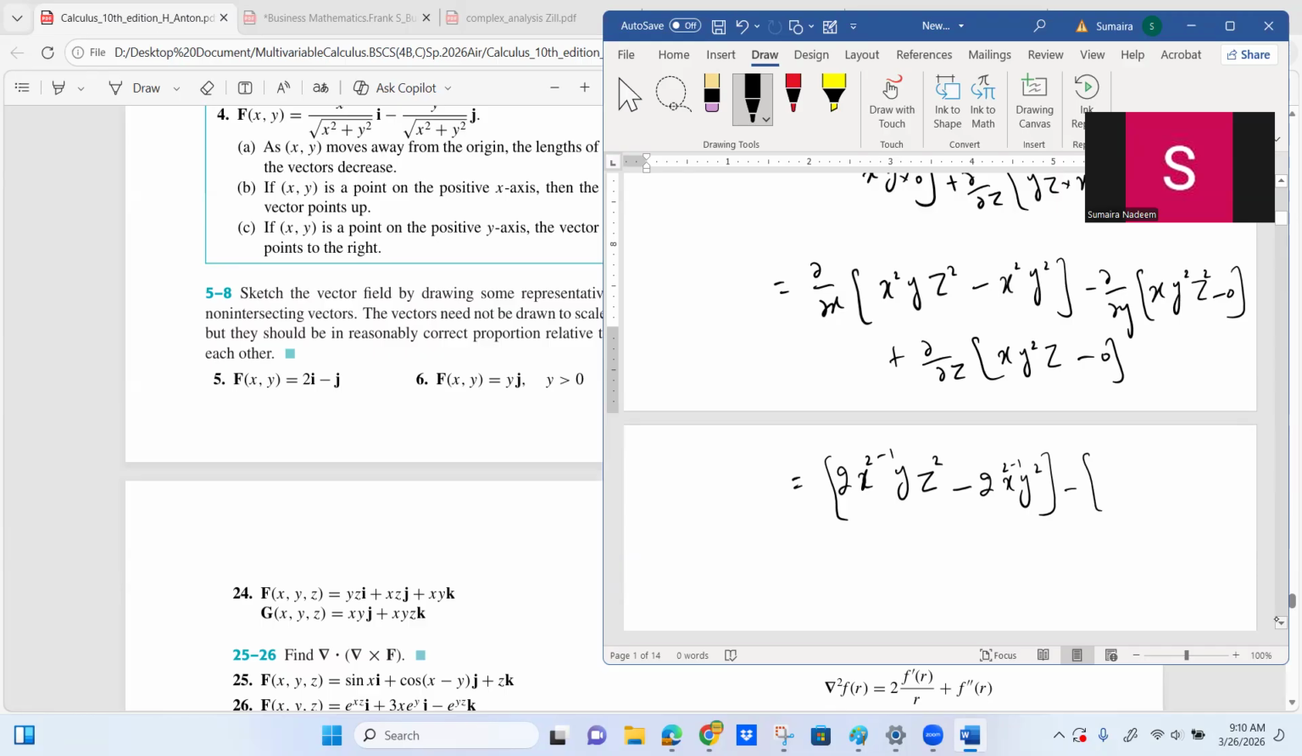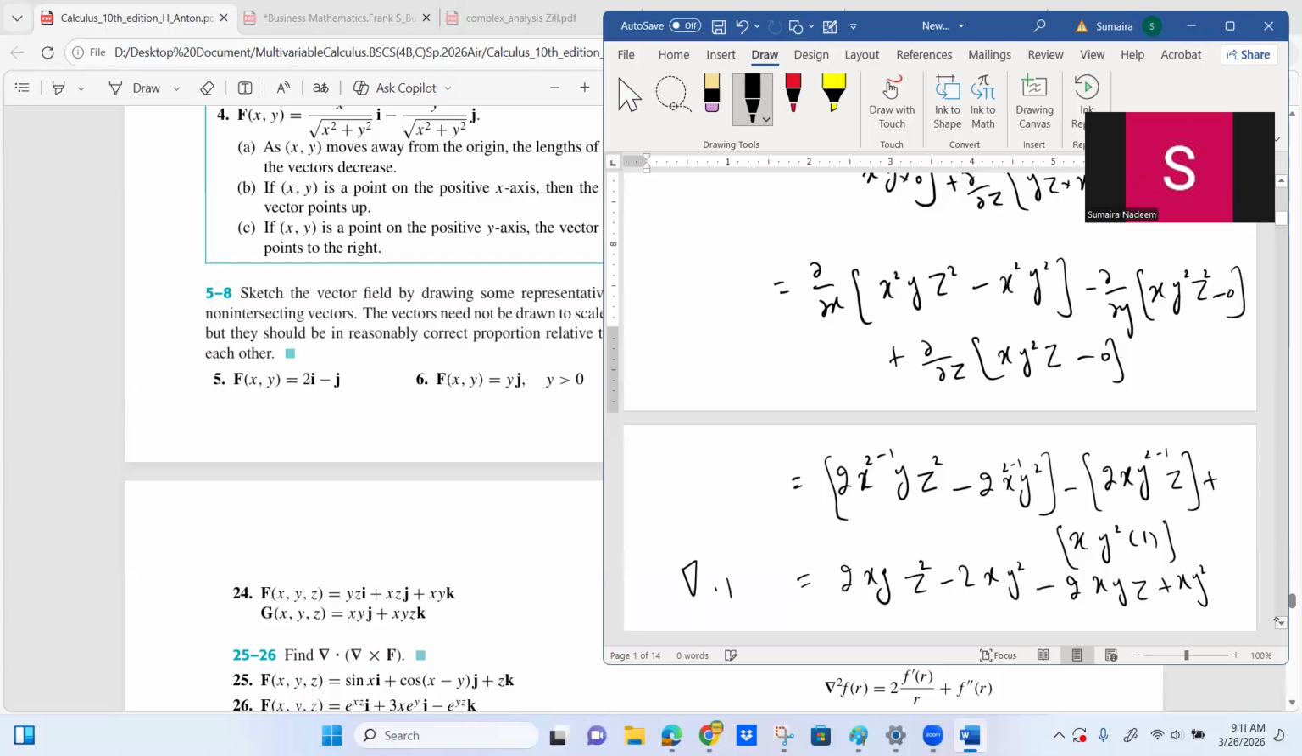Now x y square z square, so its value is 2x y raised power 2 minus 1 z, and 0 value is 0, plus partial by partial z, it means x y square into 1. This value is... now I also remove the brackets. 2x y z square minus 2xy square minus 2xyz and plus xy square. That is the result of the gradient dot f cross g.